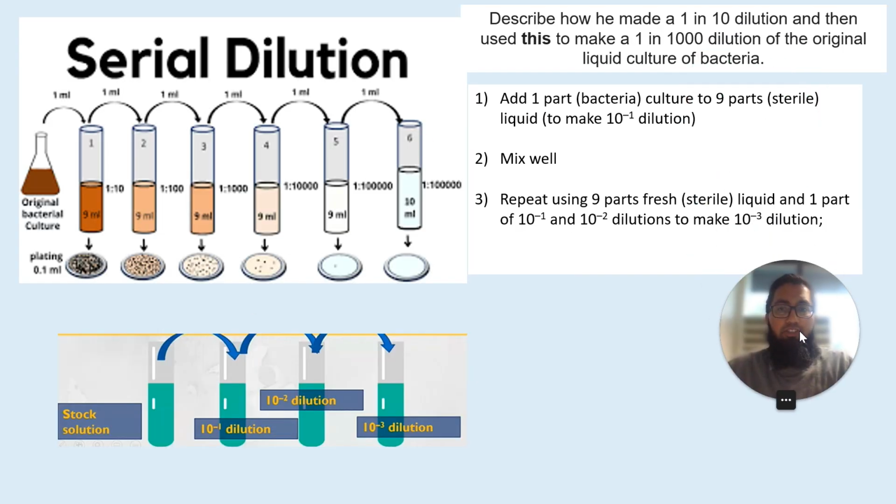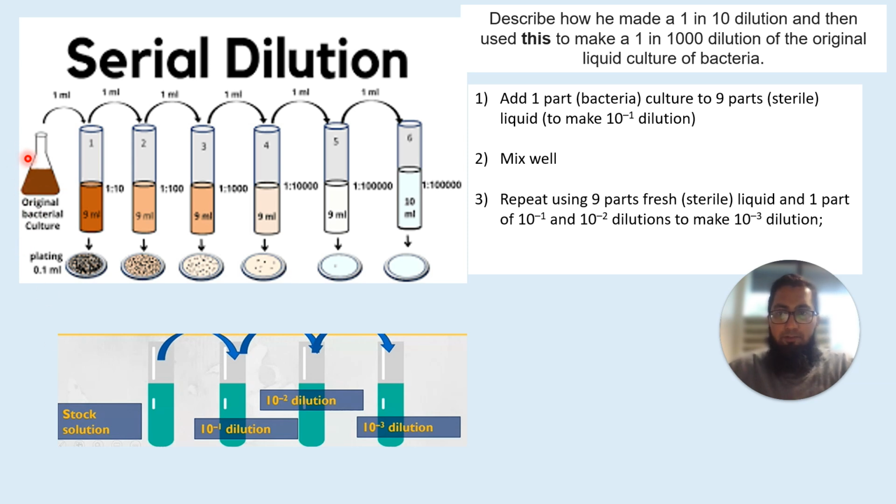So this is the exam question here. The exam question says: describe how you can make a 1 in 10 dilution and then use this to make a 1 in 1000 dilution of the original culture of the bacteria. So this is my stock solution here. I'm showing you here as well. Both are not the same diagram, but can be used.